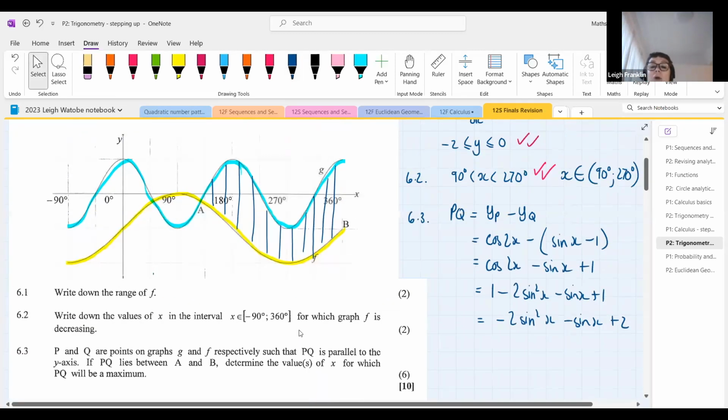So now we've probably got 2 marks out of 6. All right. So what are we going to do to get the other 4 marks? What do you think we need to do now? Remember, we want to maximize the length of PQ. Any ideas?